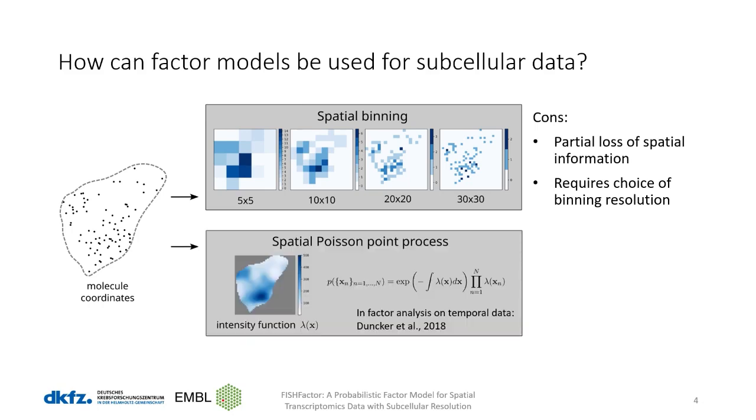A better option is to model the molecule coordinates directly using a spatial Poisson point process observation model. This stochastic process has a probability density that involves an intensity function lambda, which has high values where many molecules are expected, and vice versa. A Poisson point process likelihood has been used before in factor analysis applied to temporal data in neuroscience.